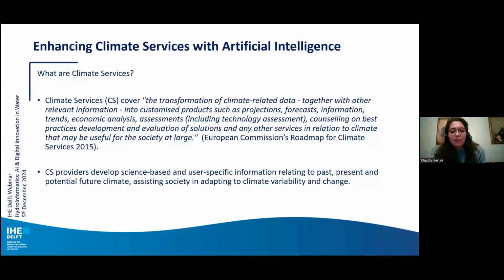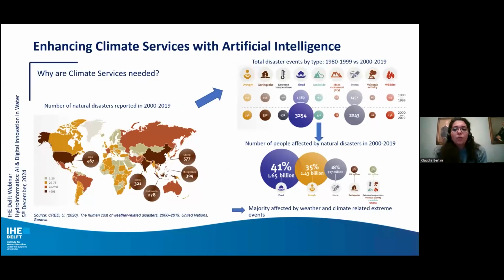So basically, the key message here is that the end users, which in our case are usually water managers, can use information about present and future climate thanks to these climate services. And why do we need climate services?